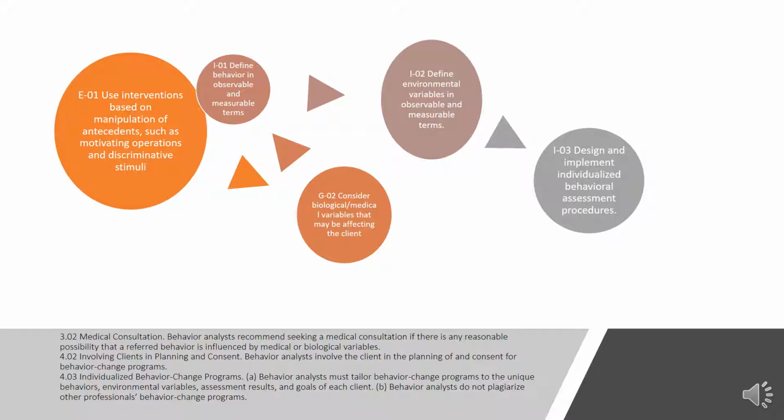We have the different task list items that as ABA students we could possibly look at. So are we creating intervention based on the manipulation of antecedents? Are we trying to modify the environment so that the client isn't engaging in the behavior? Are we able to define a behavior in an observable and measurable way? Are we able to create a measurable definition for the behavior so that if we gave that definition out to parents or other caregivers, they would be able to know what it is exactly we're measuring?